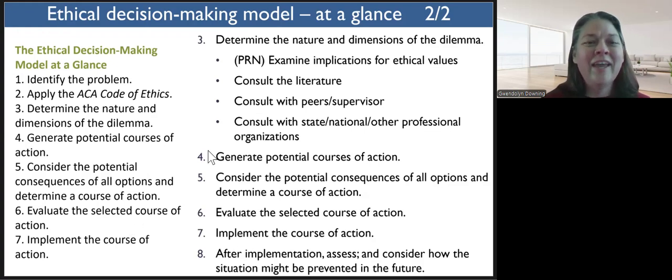All right. So number 4 is we want to generate potential courses of action. And this one I have an alliteration for. I use brainstorming and buddies. Because I'm going to brainstorm, I am going to think of everything I can think of as a potential course of action. It doesn't have to be well thought out. If I'm like, oh, that just might be, I want to get that all written down.